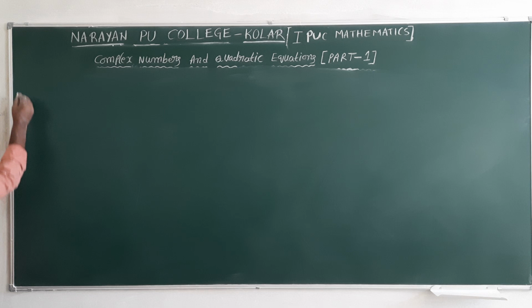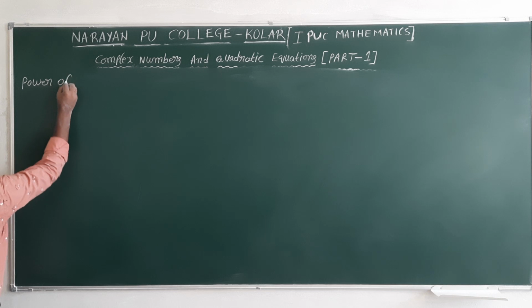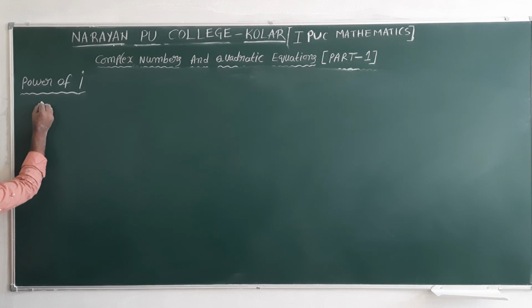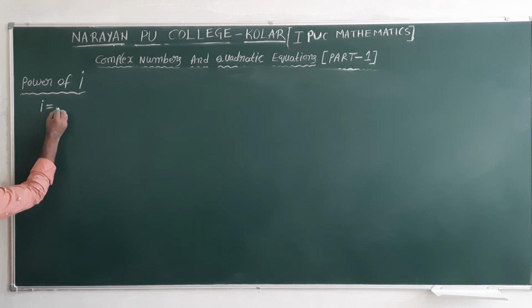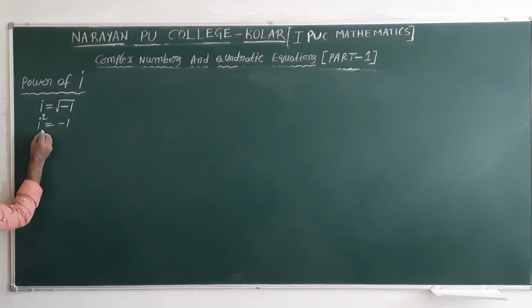And next one, power of iota, power of i. This is an important concept, useful for objective questions also while doing problems. How do we calculate the power of i? We know the first introduction is i value is root minus 1, which I explained while defining iota. So from this, what is i square? Minus 1.